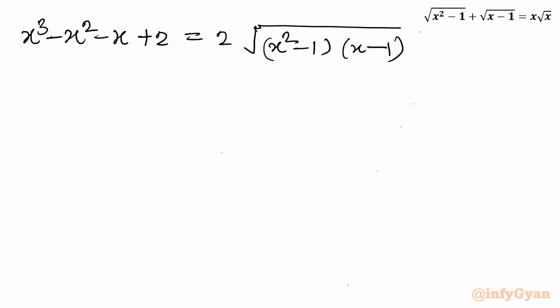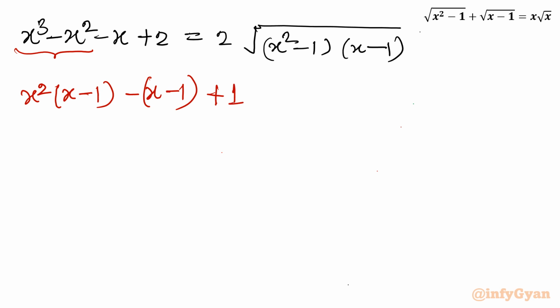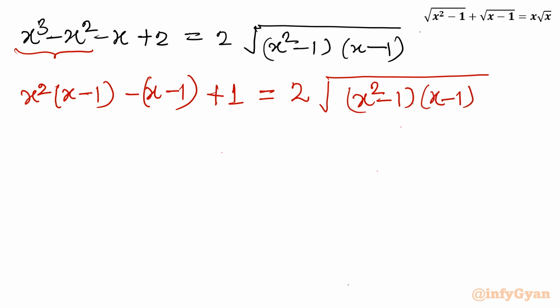Now from the first two terms I can see x square is common. So let us take x square common from these two terms. What is left? x minus 1. Done. Now from the next two terms, I can write this as minus x, or better, consider minus outside, and then I will write minus 1. So it is plus 1. In this way we can write that equal to 2 times square root of x square minus 1 times x minus 1. Okay.